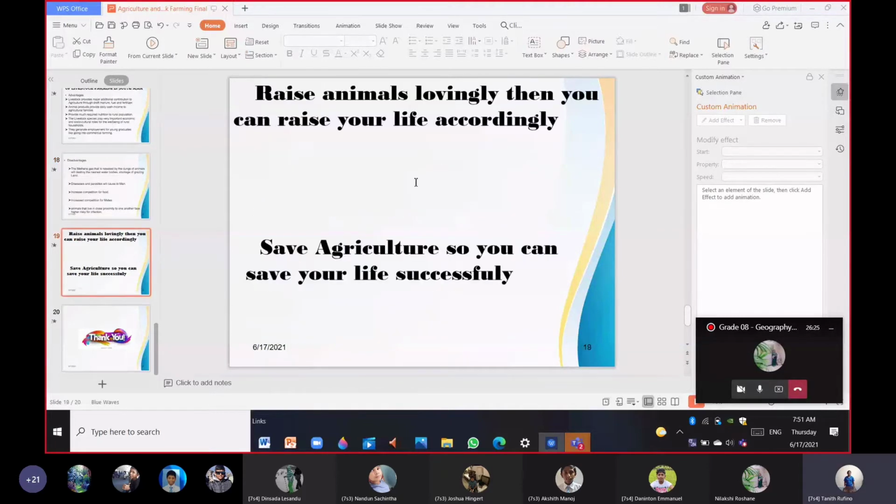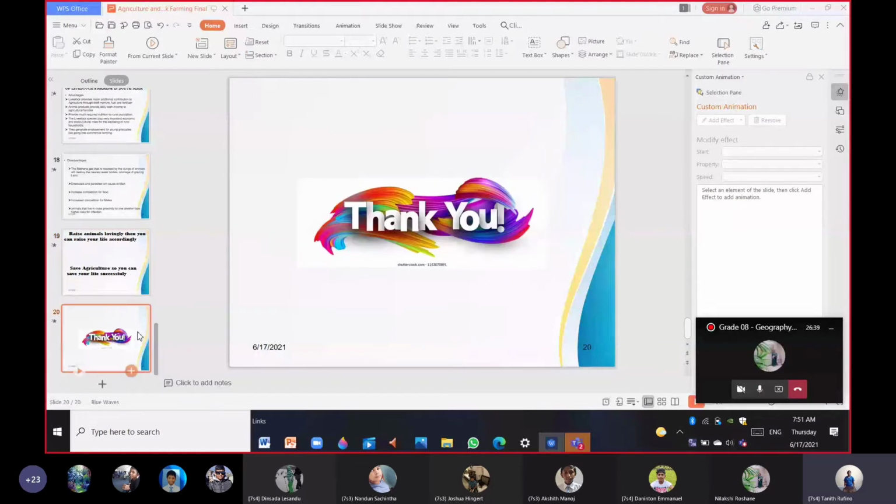So, finally, I would like to give a thought about livestock. Raise animals lovingly, then you can raise your life accordingly. So, about agriculture, save agriculture so you can save your life successfully. I hope that you have got a basic knowledge under this topic, agriculture and livestock farming in South Asia.